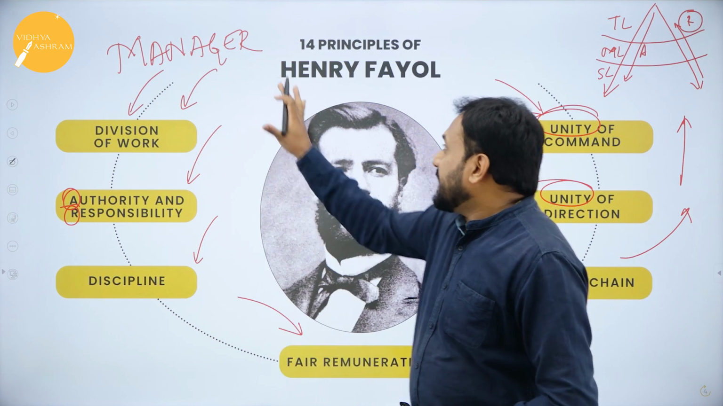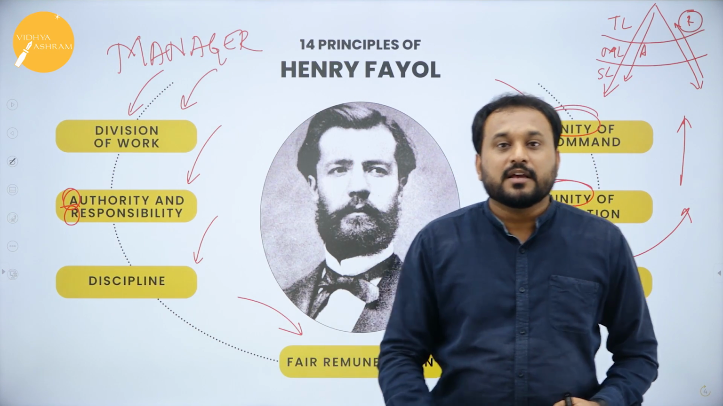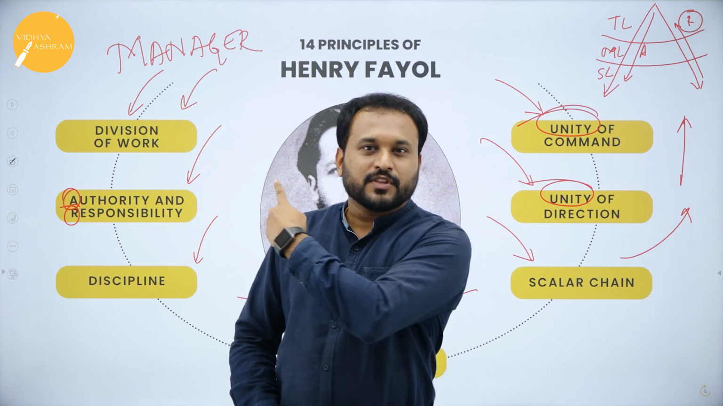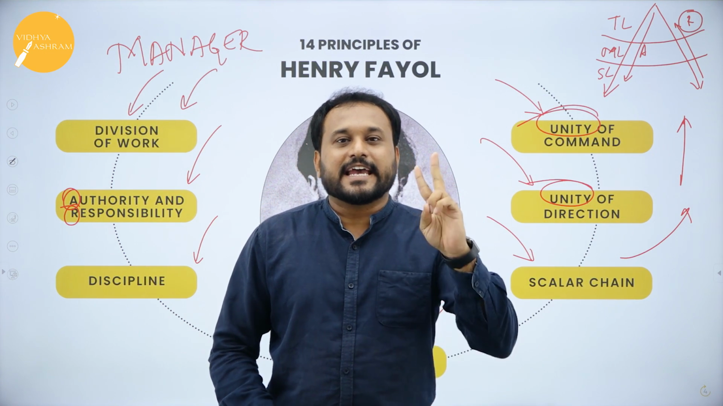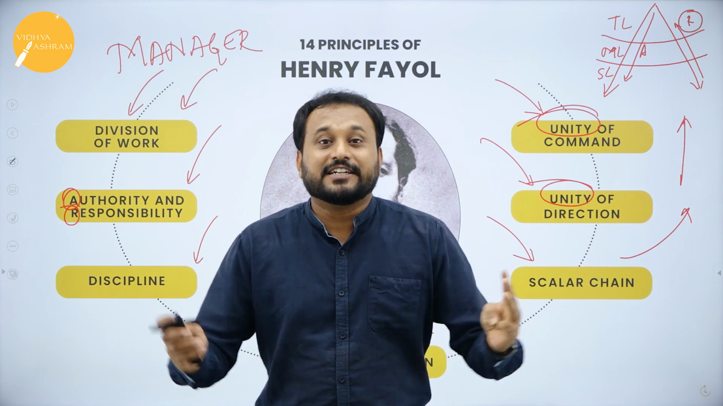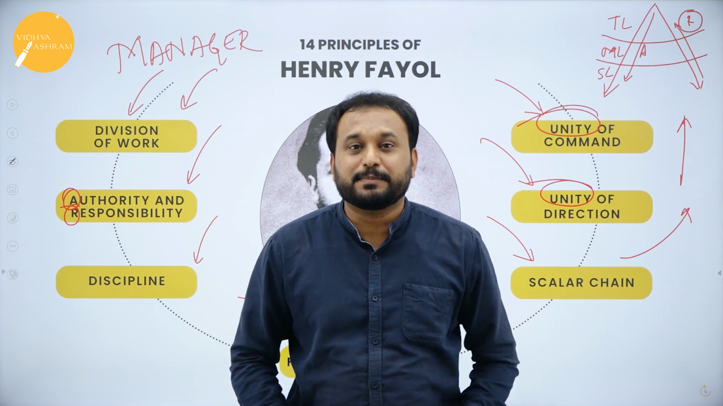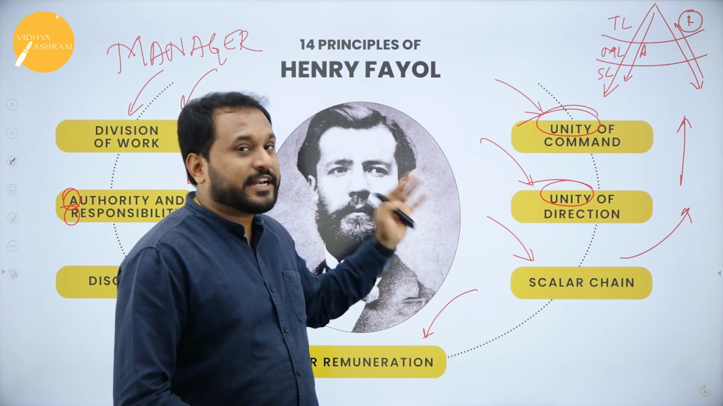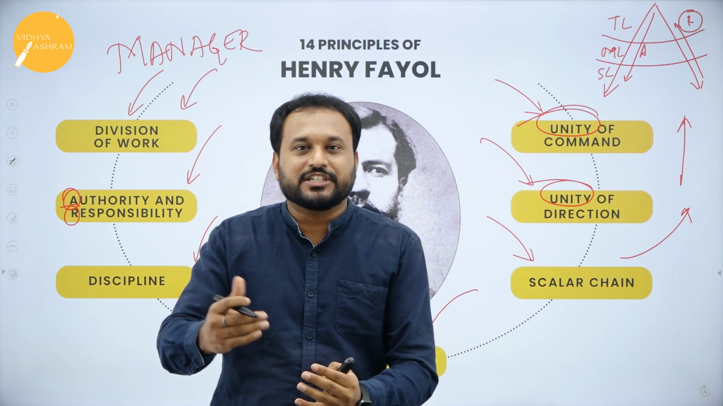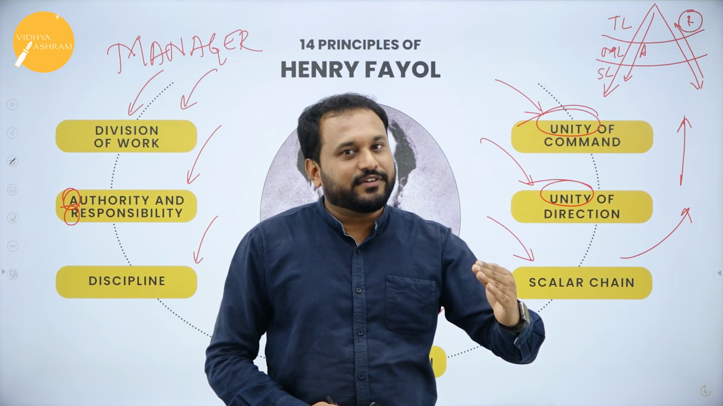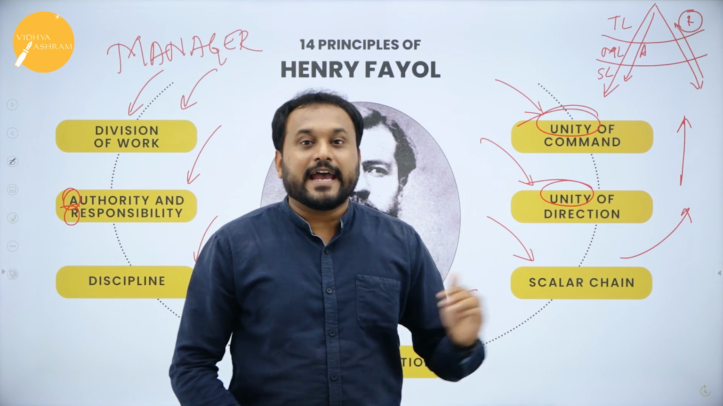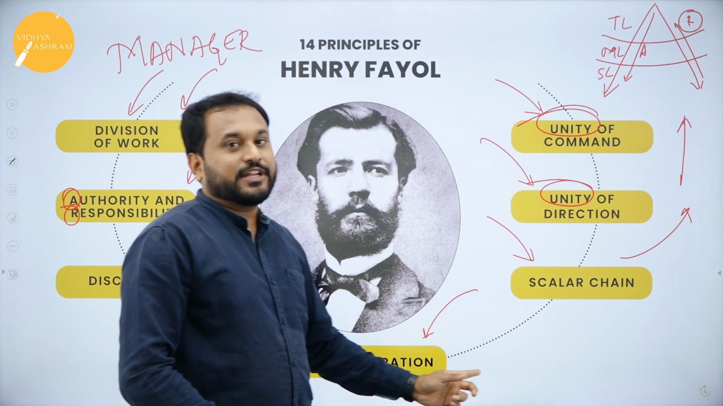These are the 7 principles of Henry Fayol. We'll have a quick recall. The first one is division of work. Second is authority and responsibility. The third one is discipline. You are supposed to be disciplined. The fourth one is unity of command, followed by unity of direction. Unity of command, unity of direction, same line, right? That is why it is called scalar chain. And then you have fair remuneration.